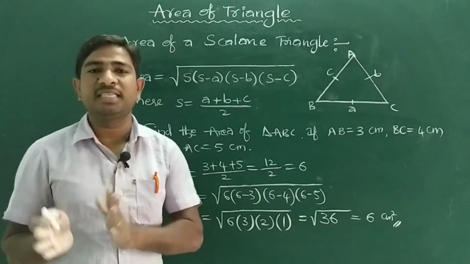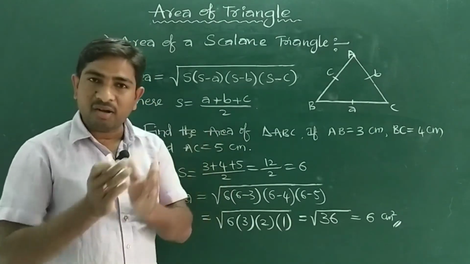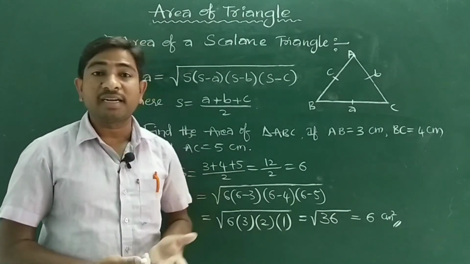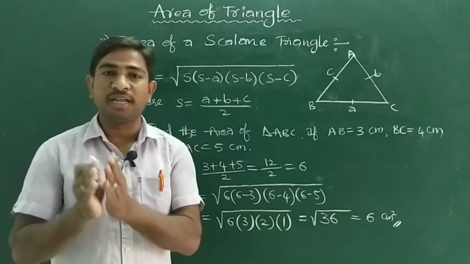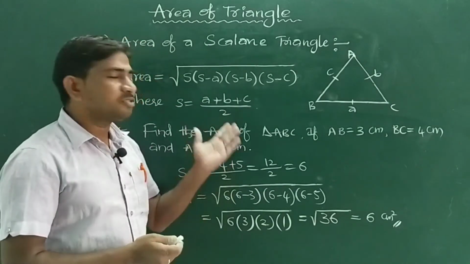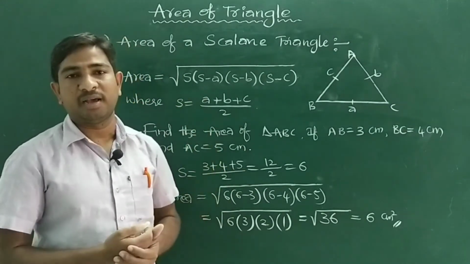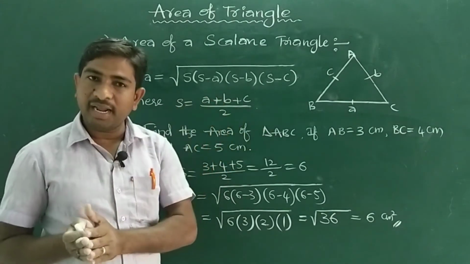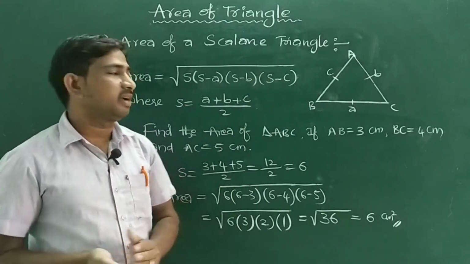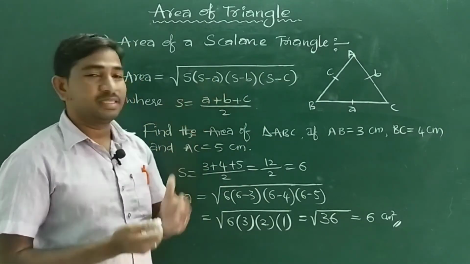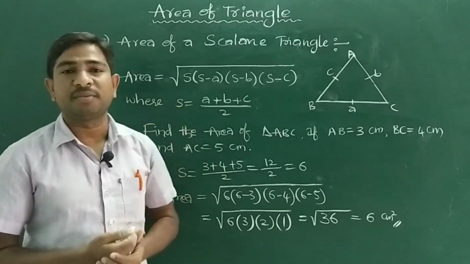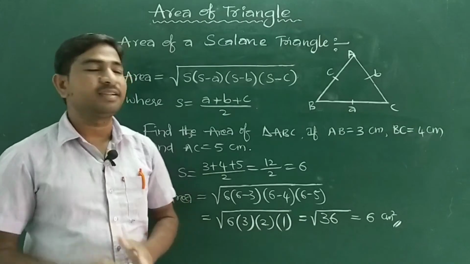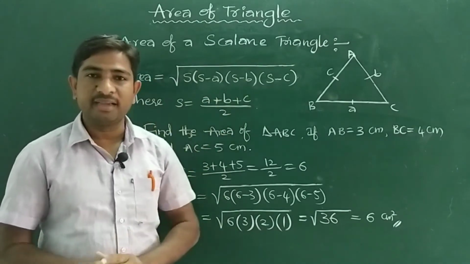So it is very easy to find. Depending on the given triangle we can apply the formula. If the given triangle is equilateral, you can apply root 3 by 4 a square. If it is isosceles, you can use b by 4 under root 4a square minus b square. If the given triangle is scalene, you can apply under root s into s minus a, s minus b, s minus c, where s is a plus b plus c by 2. And one of the most important things is that this formula was introduced by Heron.